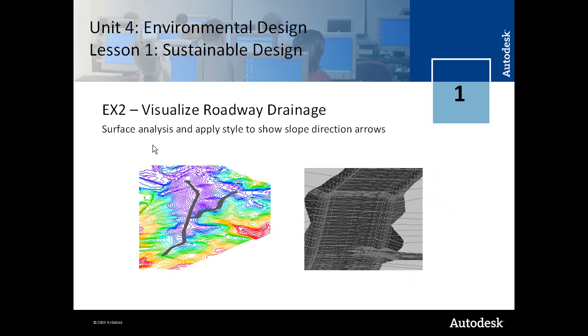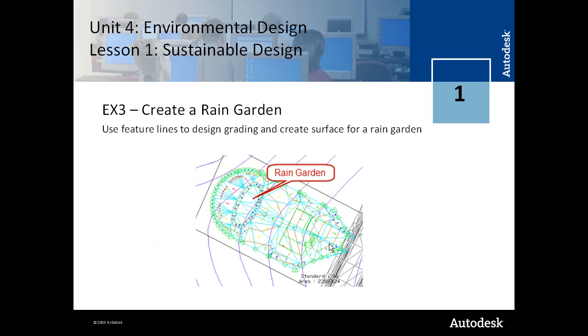In Exercise 2, you run a surface analysis and apply a style to show slope direction arrows to visualize roadway drainage. And then in the final exercise, you use feature lines to design grading and create a surface for a rain garden. And that concludes the overview of the first lesson on sustainable design in the environmental unit.